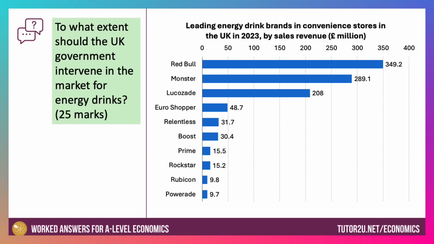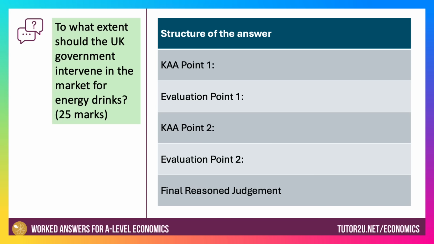And these are the big players: Red Bull. By the way, this is data from convenience stores, so not necessarily supermarkets, but from the likes of One Stop and Nisa and Spar, convenience stores. They produce really good data, and Red Bull, Monster, Lucozade lead the way. Obviously dominance of those kind of brands there, with Prime coming in with £15.5 million of sales just in convenience stores last year alone.